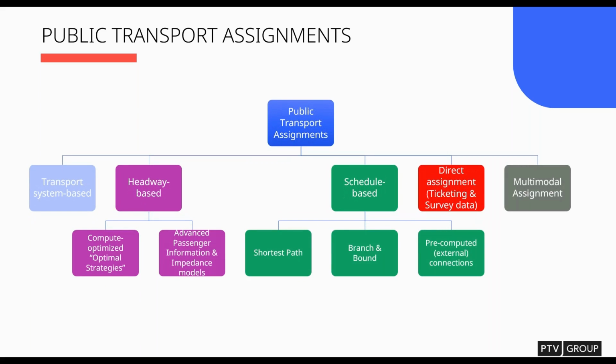There are a number of different strategies for pathfinding available within the assignment. For the headway-based, you'll have the ability to compute optimal strategies or have advanced passenger information. On the timetable-based, there's a shortest path, the branch and bound, and also the ability to use pre-computed connections that you've saved to a file, which can always be loaded as well.